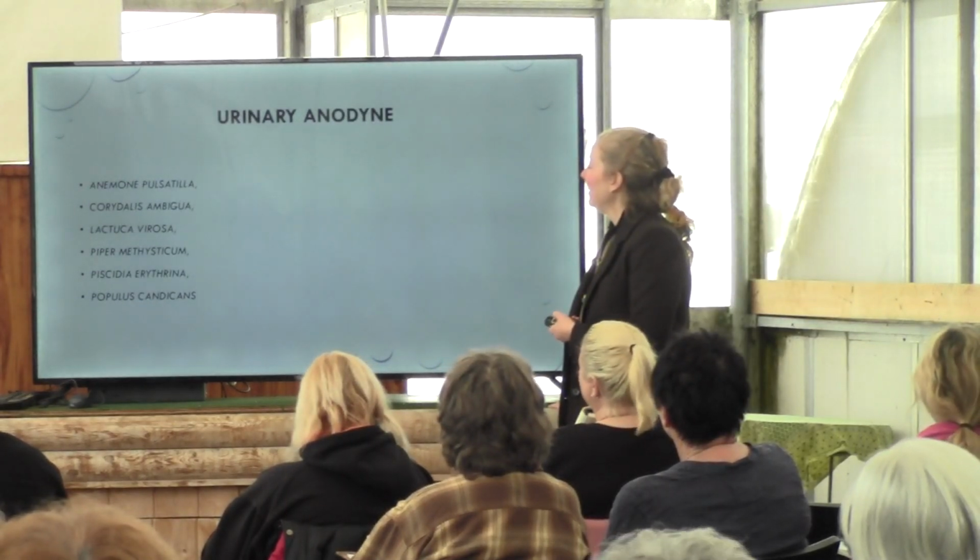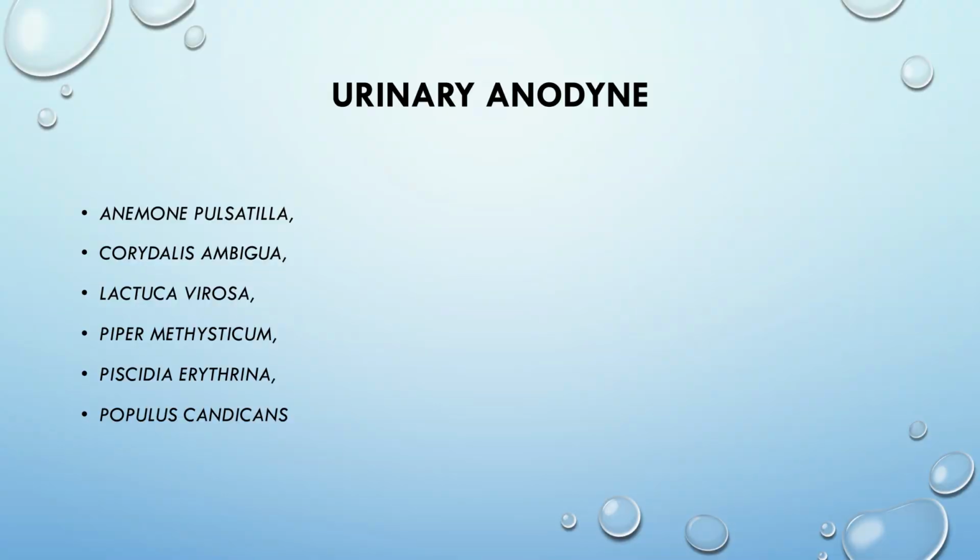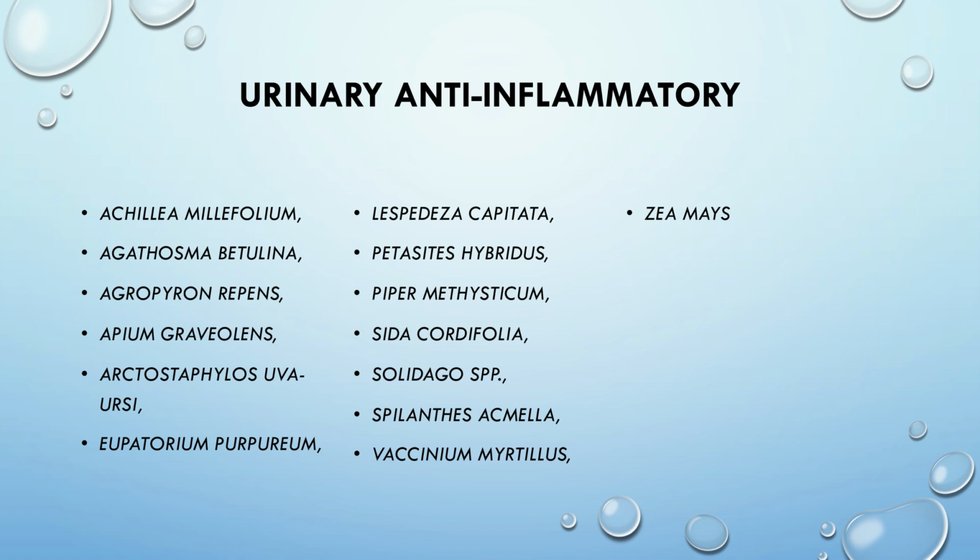That's awesome. Urinary anodynes, we talked about Piper as being anesthetizing to the urethra. And then we see a lot of the similar herbs there. Urinary anti-inflammatories. We talked about apium already in cases of gout, too much uric acid in the body. Arctostaphylos uva ursi is uva ursi, and it's a classic herbal remedy for urinary tract infections.